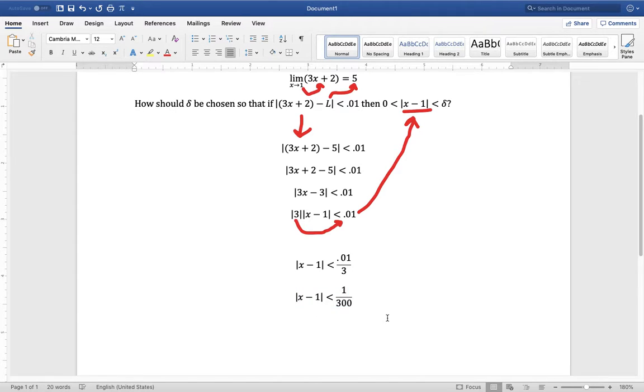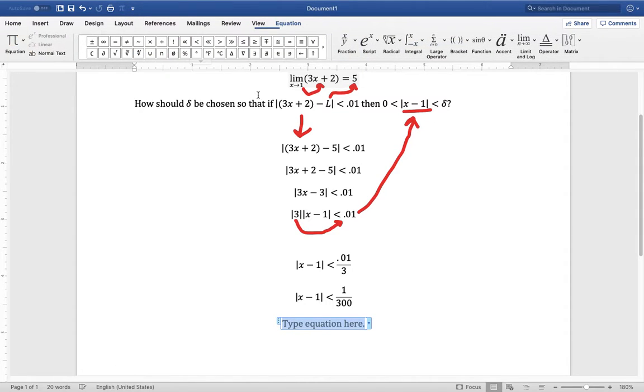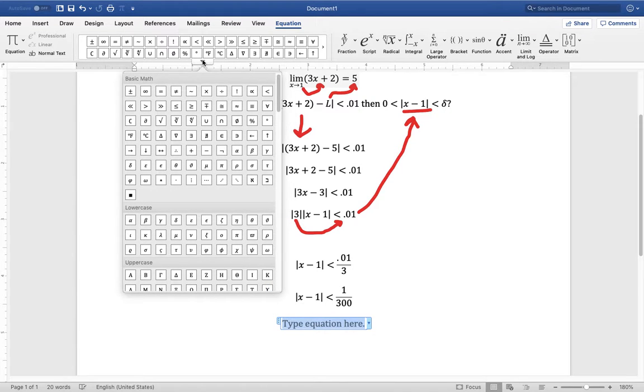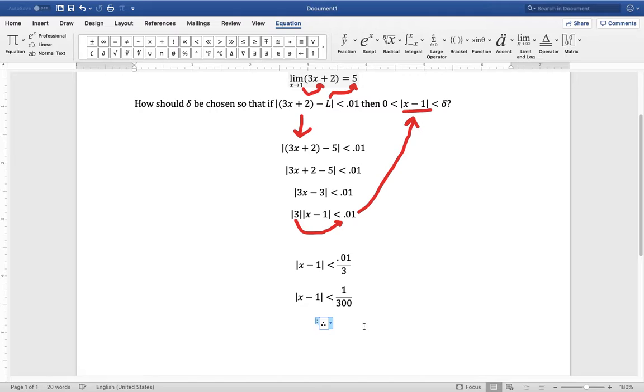And so then your final statement of this problem should be, with a little therefore symbol, the three little dots, that delta is equal to this right here.